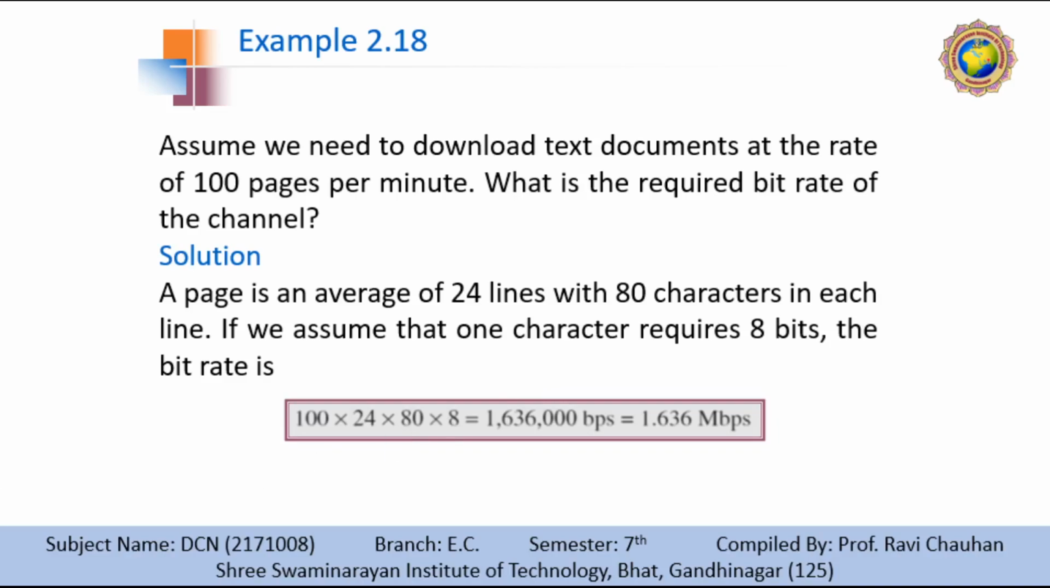Assume we need to download a text document at the rate of 100 pages per minute. What is the required bit rate for the channel? The page is an average of 24 lines with 80 characters in each. If we assume that one character requires 8 bits, then the rate is 100 into 24 into 80 into 8, which is equal to 1.636 Mbps.